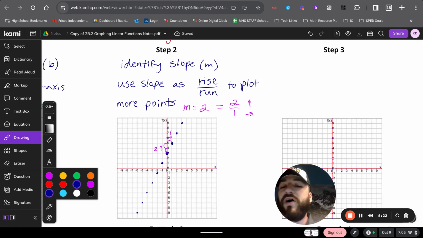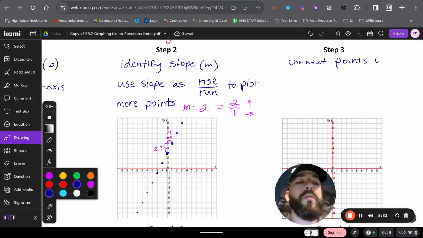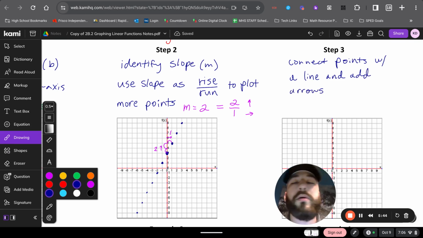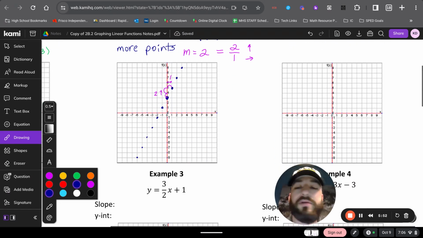So once we have all of our points, our step 3 is to connect our points with a line and add our arrows to the end because we want to denote that this line does continue. It is continuous. It's going to keep going on forever. So those same points that I had before, starting with 0, 3, and then that first slope point that I found, up 2 and over 1.